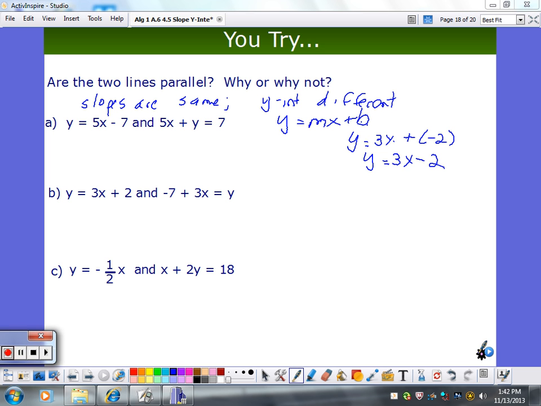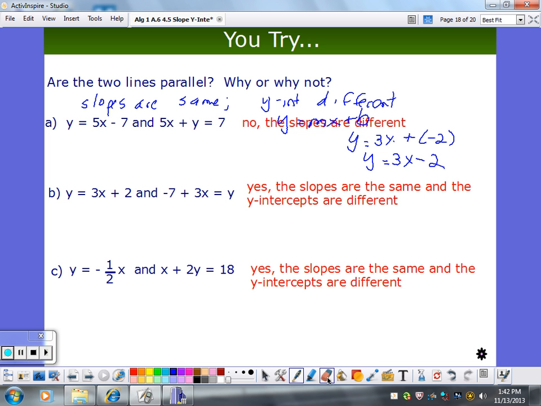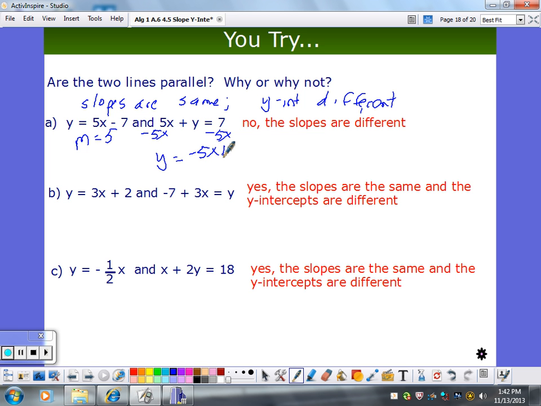All right, let's see. Here's what I got: no, yes, no. I said for the first one, the slopes are different. Well, what's the slope of this one? It's 5, right? How'd I get that? y equals mx plus b, m is 5. Now for this one, I had to subtract 5x, so y equals negative 5x plus 7. So what's the slope of the second line? It's negative 5. Are the slopes the same? No. Then it can't be parallel.